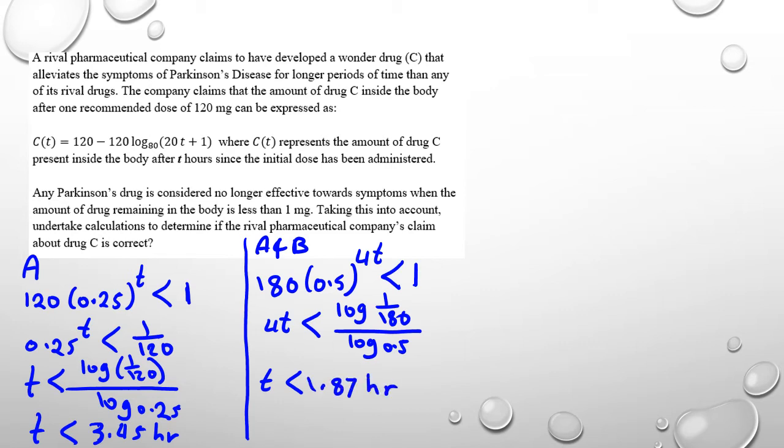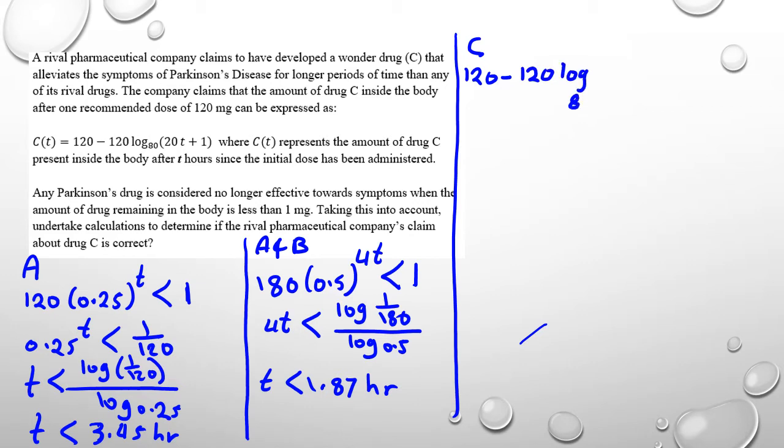1.87 hours. Now the new drug, which is C, which is the pharmacist's claim to be the most effective. That means it's a longer t. So we need to figure this one out. So it's 120 minus 120 log base 80 this time. So you notice that's not just the normal log that you can calculate in the calculator, less than 1.